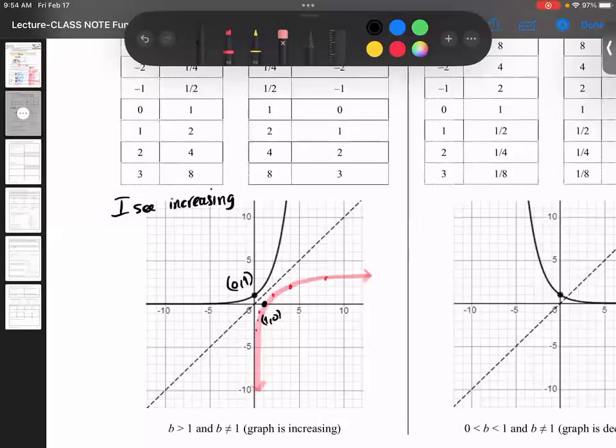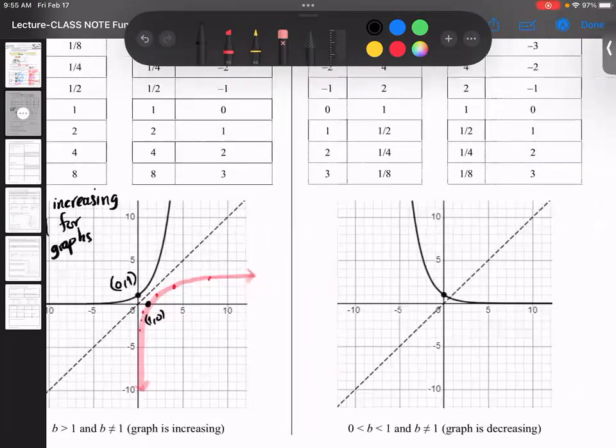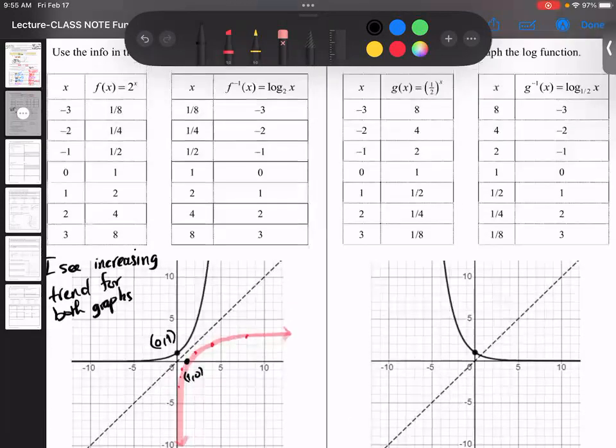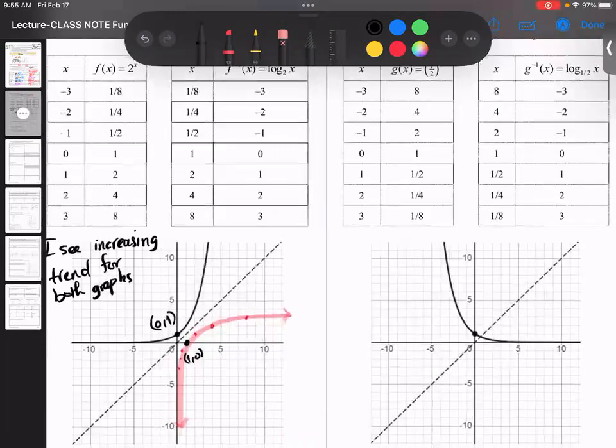I see an increasing trend for both graphs. And again, we're swapping x and y. Let's do the right one. X is 8, y is -3. X is 8, y is -3 right there.